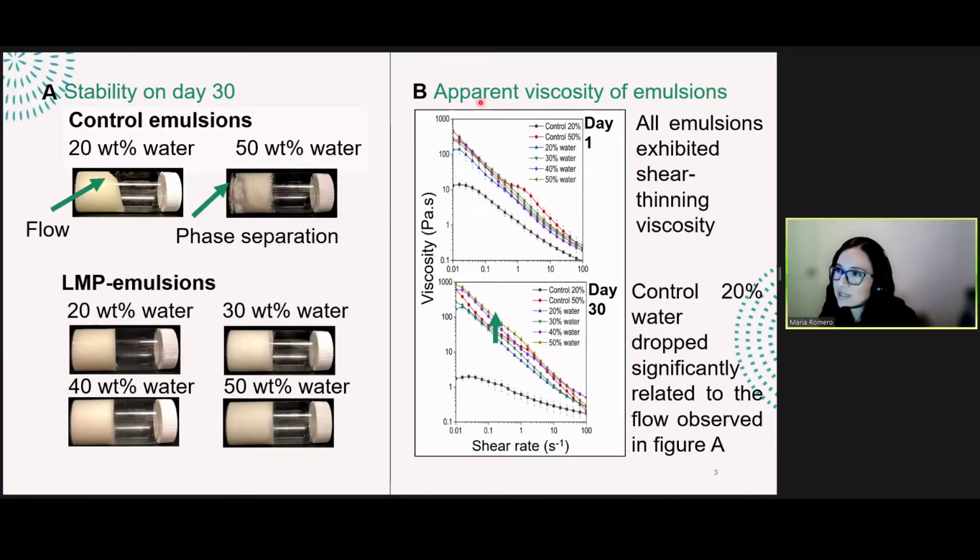So now these are the apparent viscosity results, which is a flow resistance. It gives us an idea about that. Viscosity is shown in Pascal-seconds, and as the shear rate increases, the viscosity decreases. This behavior is shear thinning viscosity. Comparing day 1 to day 30, almost all emulsions remain in value or increase a bit. However, control emulsion with 20% water shows a significant drop. This was related to this flow in the stability test.